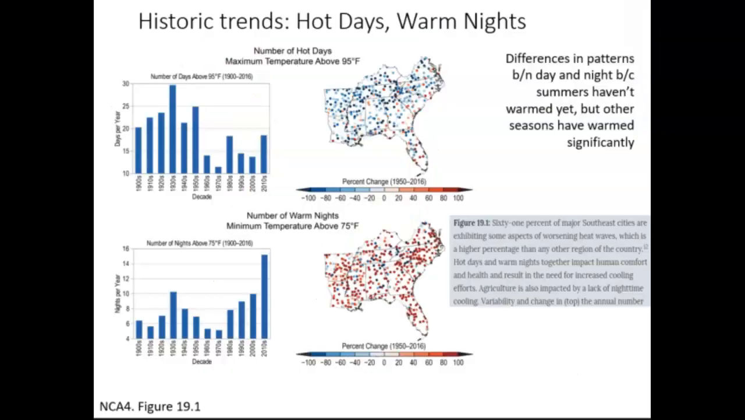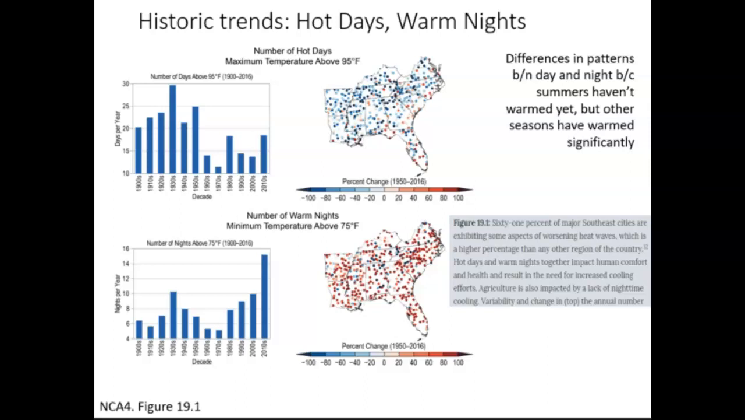In these figures, we zoom in on the Southeast. The bar graphs show temperature trends for the region. The maps show relative changes in temperature for cities where there are weather stations. In the top figure, we see the trend for the number of days above 96 degrees Fahrenheit by decade. There's no clear trend of increase in the Southeast using this measure, which corresponds to the cooling we saw for parts of the Southeast in the previous slide.